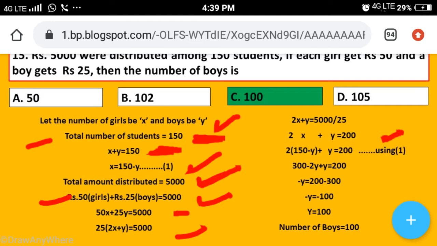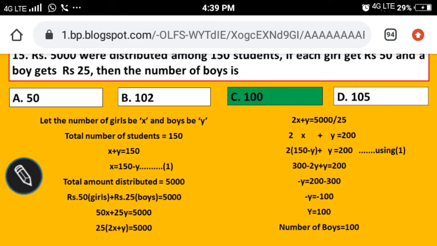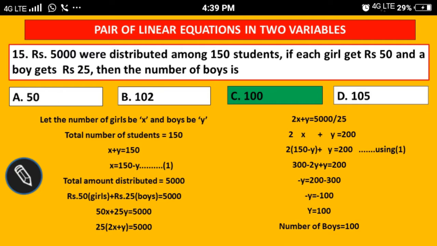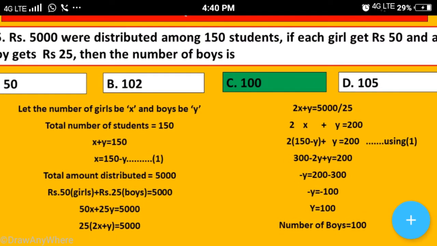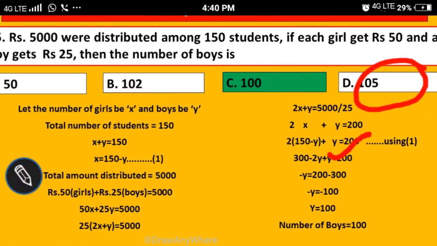And when we substitute this, the value of x from equation 1 into equation 2, it becomes y equals 100. So therefore the total number of boys is 100. If they ask for girls, then we have to substitute that value and find out the value of x also. Now the option is C, that is, the total number of boys is 100.